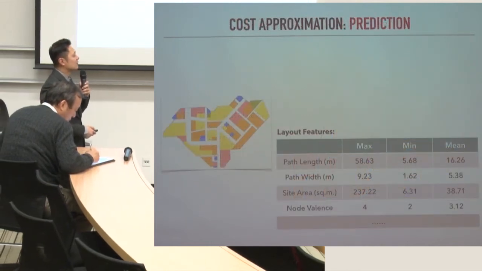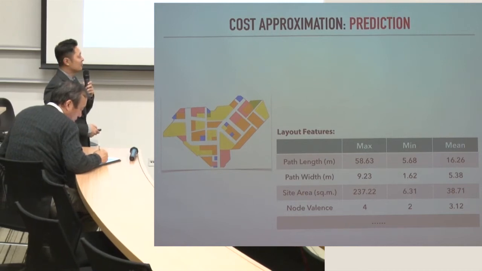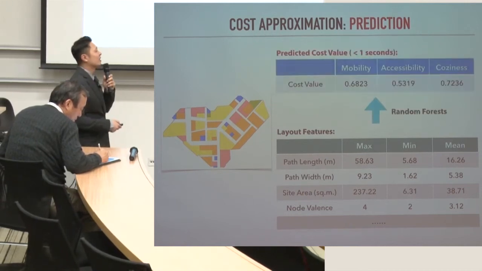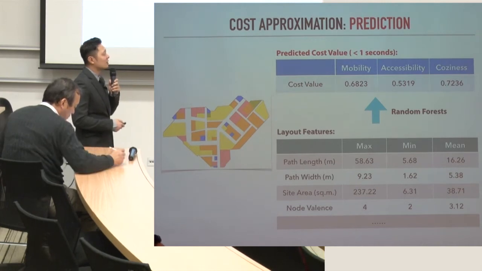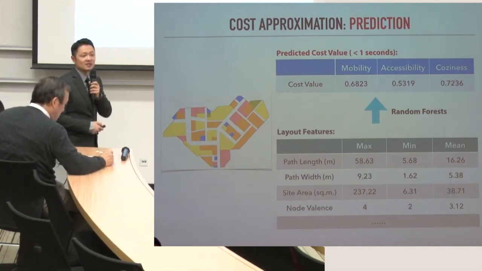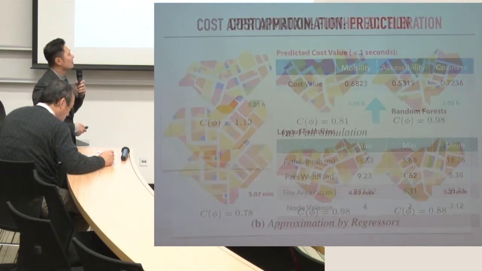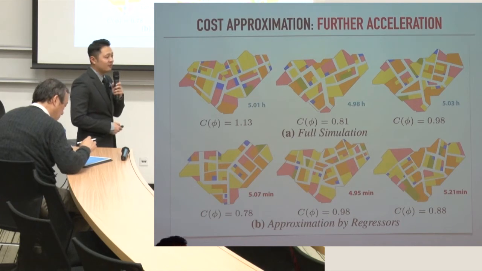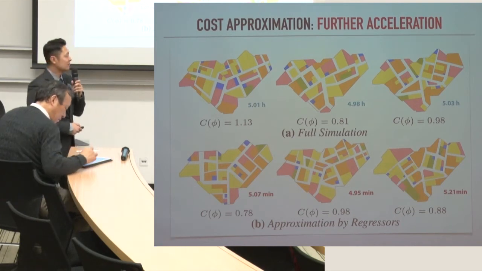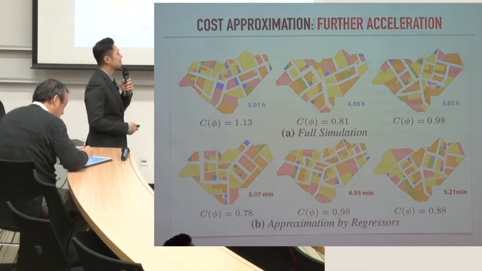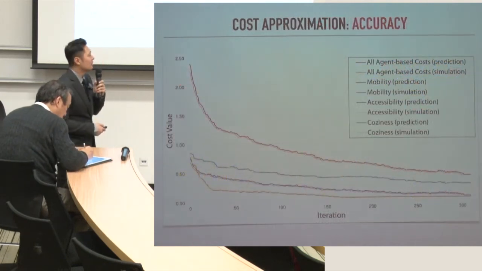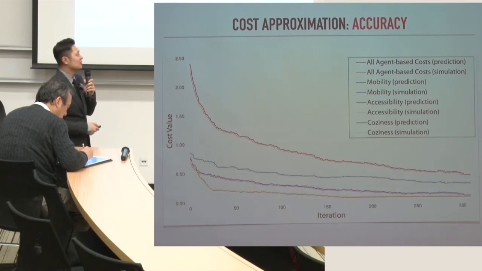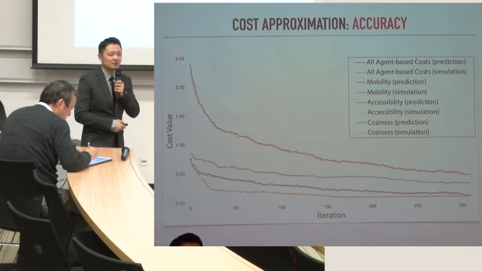During the optimization, we input the layout features, and then we use a random forest, and it will predict the agent-based cost almost instantly. So it changed from a design in a few hours into a couple of minutes. This is a huge speedup that allows more applications. We also measure the cost computed by full crowd simulation against the approximation by our regressors to make sure that this approximation is reliable.